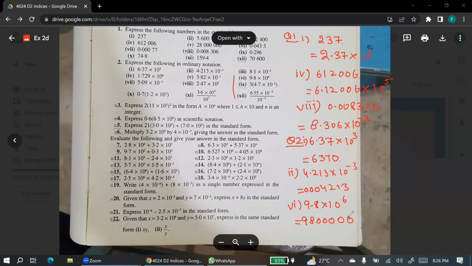Now, question number 3. Question number 3 is express 2 into 11 into 10 power 3, whole power 2. We want to write this one in the standard form. Now, can we multiply 2 inside this bracket?